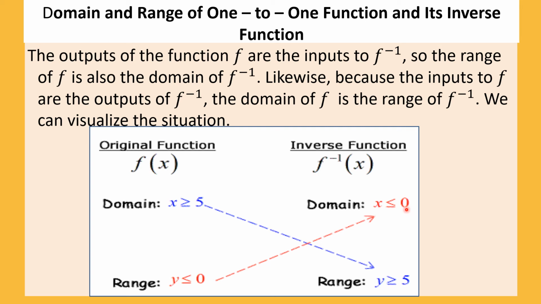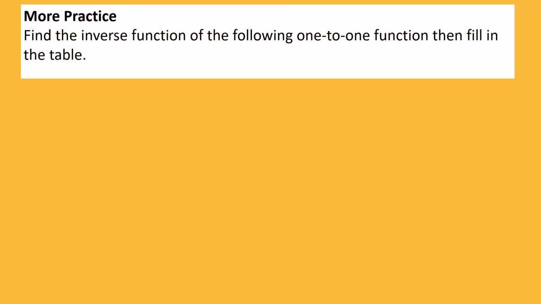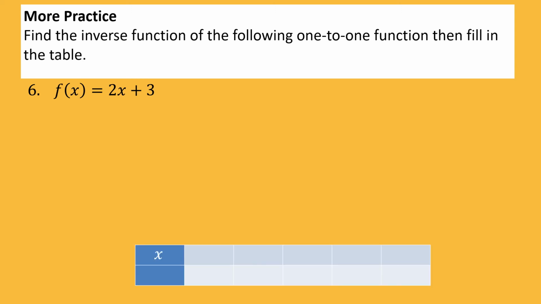Yun po ang ipinakita doon sa mga examples 1, 2, 3, and 4. And 5 pala. So, we have 5 examples na. Next is, let's have more practice about that. So, find the inverse function of the following one-to-one function, then fill in the table. So, meron tayo ditong number 6, f of x is equal to 2x plus 3. Okay, so, lalagyan natin ng laman itong ating table.